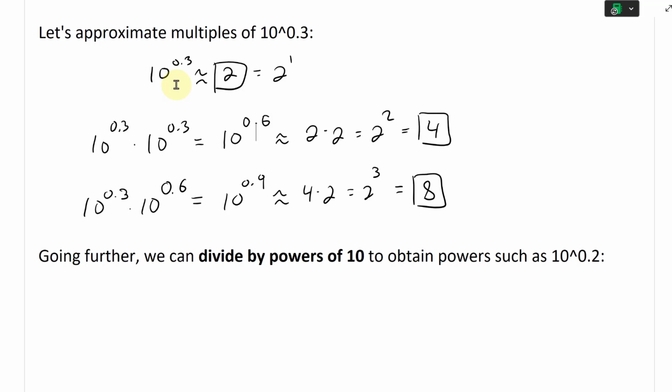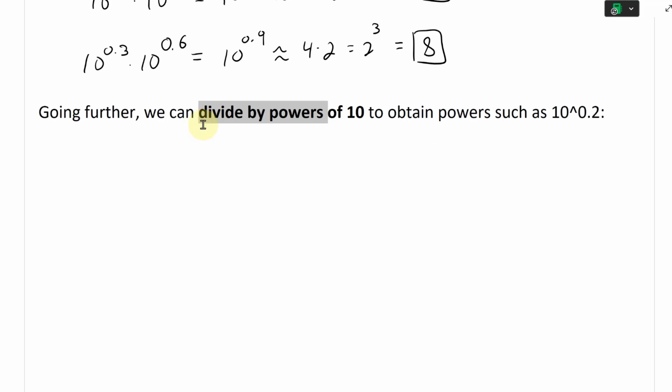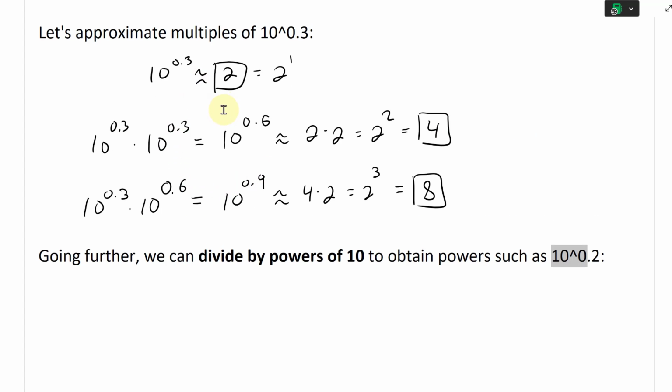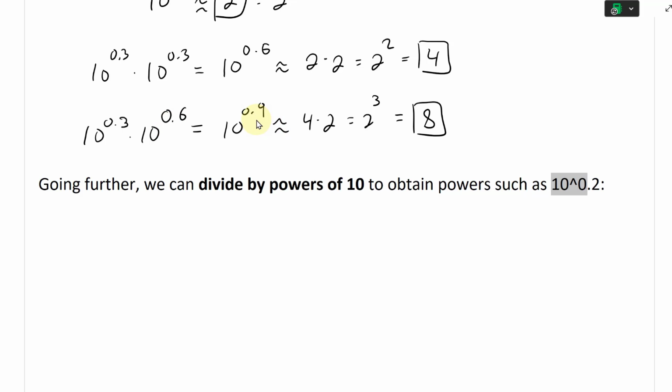But to get the powers such as 0.2, 10 to the 0.2, we have to apply a pretty neat trick. So going further, we can divide by powers of 10 to obtain powers such as 10 to the power of 0.2. So to get that, we'll just continue further. The next one here is 10 to the 0.9. We're going to multiply it again. So we're going to go 10 to the 0.3 multiplied by 10 to the 0.9, and we're going to get a power such as this one right here, 10 to the 1.2.